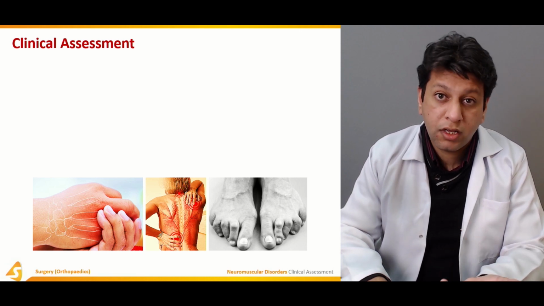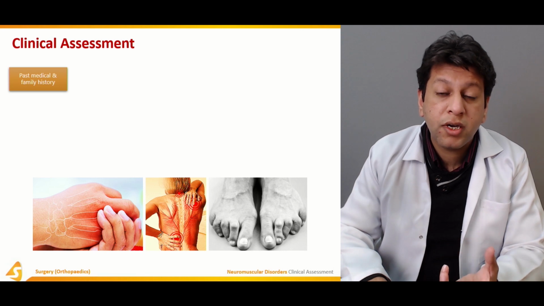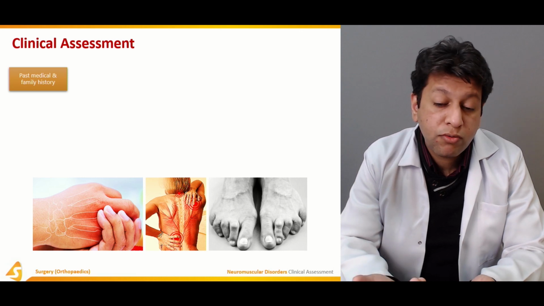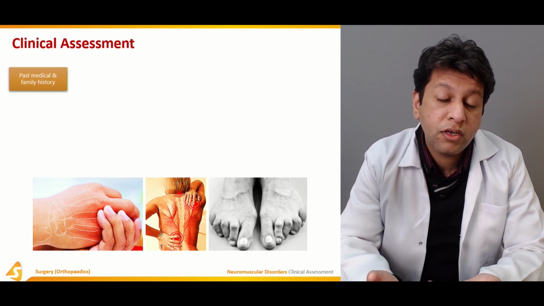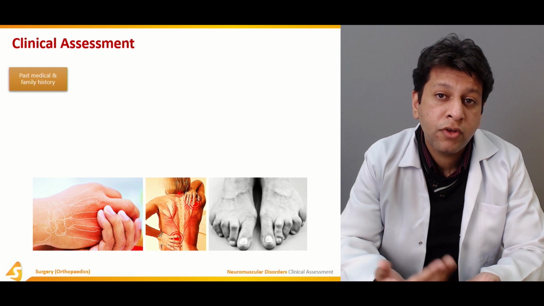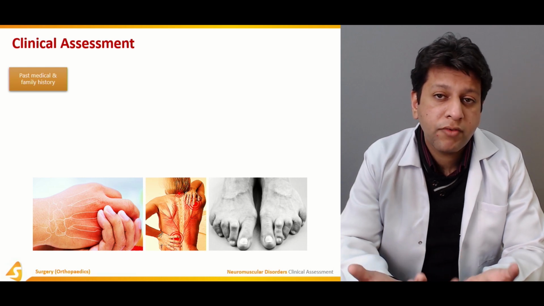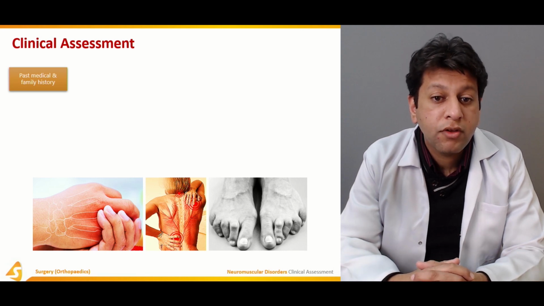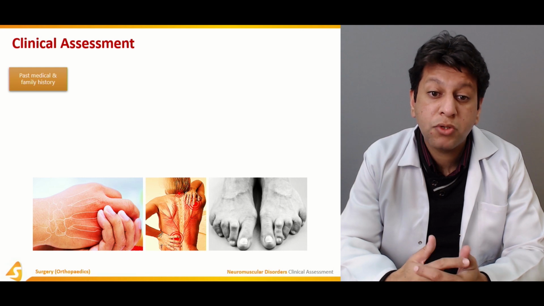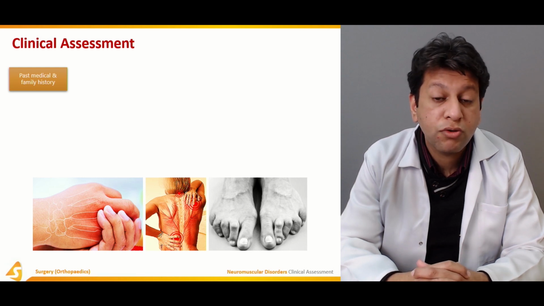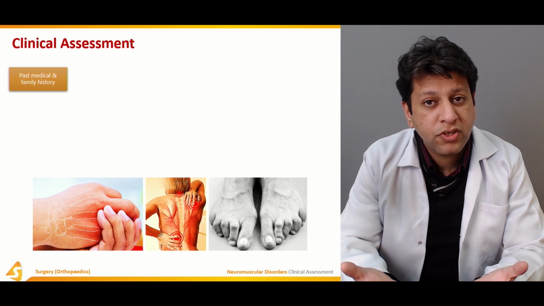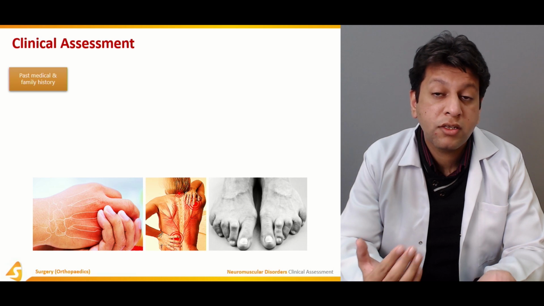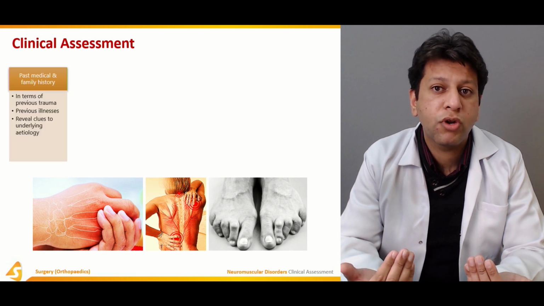The next thing in the clinical assessment is the past medical and family history of the disease. For example, if the patient is presenting with a radial nerve palsy, then there will definitely be a history of trauma, an event which resulted in a fracture of the mid-shaft of the humerus, resulting in radial nerve palsy. There may be an associated previous illness which reveals clues to the underlying etiology. For example, the child had some kind of fever, which later resulted in paralysis that progressed from the lower limbs upward.